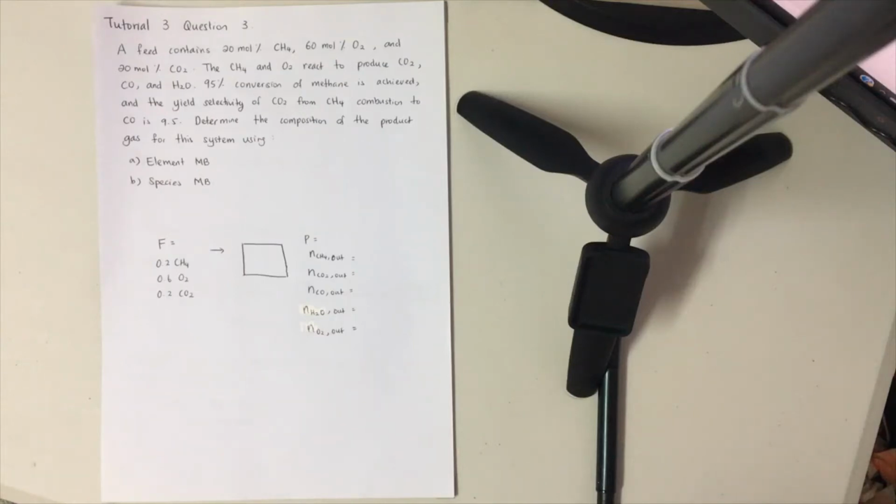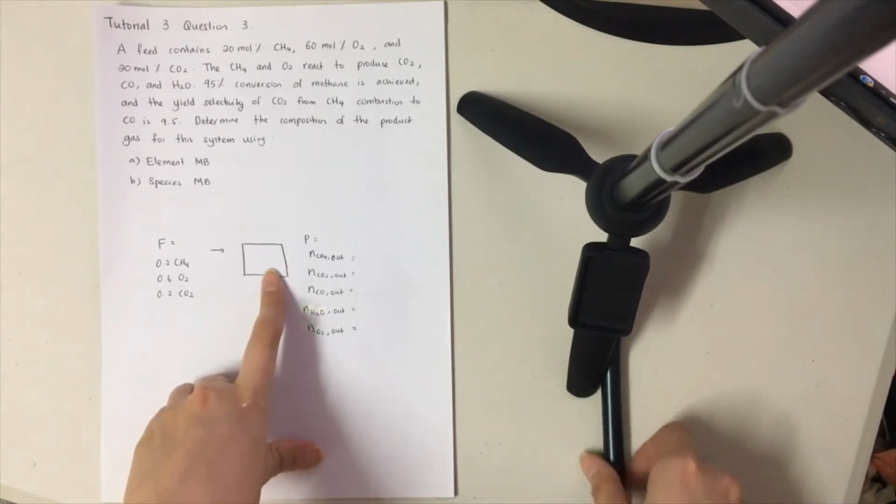Tutorial 3, Question 3. A feed contains 20 mol% of CH4, 60 mol% of oxygen, and 20 mol% of carbon dioxide. The CH4 and O2 react to produce CO2, CO, and H2O. 95% conversion of methane is achieved, and the yield selectivity of CO2 from CH4 combustion to CO is 9.5. Determine the composition of the product gas for the system using A. Element balance and B. Species balance.